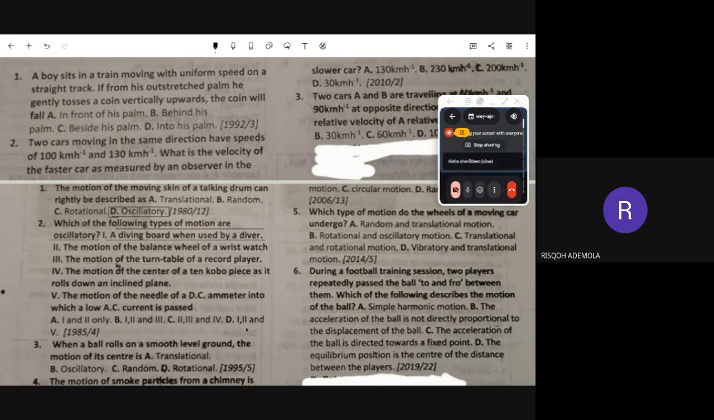Balance wheel of a wristwatch. Now, we have different types of wristwatch, but we are not talking about smartwatch because now everybody has smartwatch.